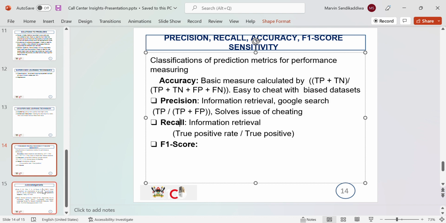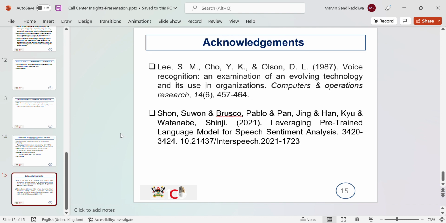So for this project, I'd like to acknowledge a few research papers: voice recognition and examination of evolving technology and its use in organizations. Because of this, we're able to identify the future works which this research was leading to, and that's why we derived this project, identifying the gaps for the practical use of voice recognition.